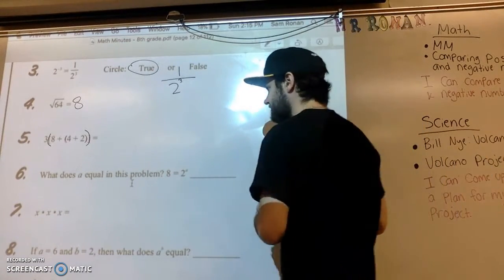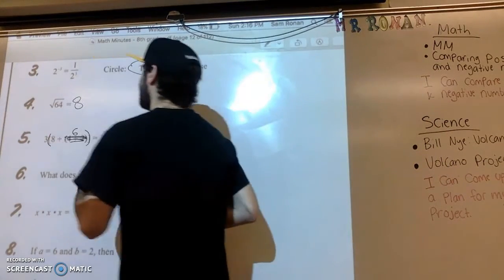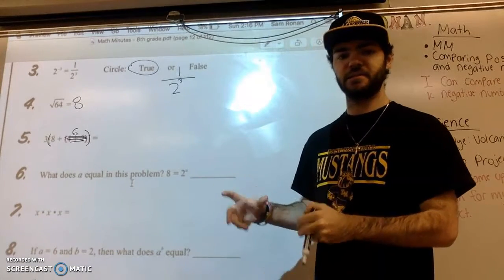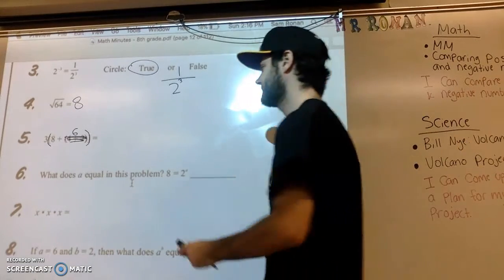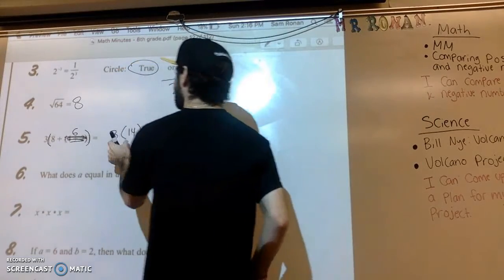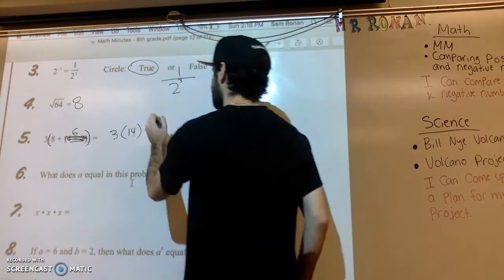4 plus 2 is 6. Okay, now we can read it as 3 parentheses, 8 plus 6, end parentheses. 8 plus 6 is 14. So we have 3 parentheses, 14. You know that parenthesis means multiplication, so 3 times 14 is going to give us 42.